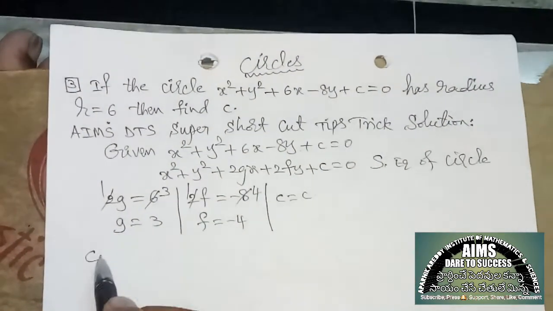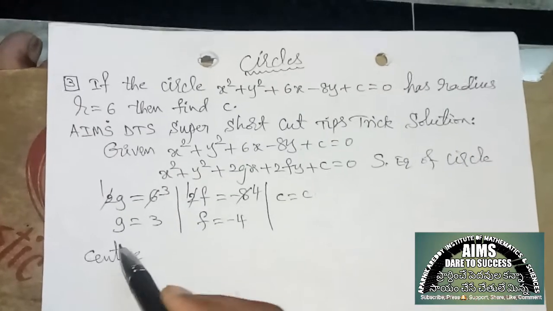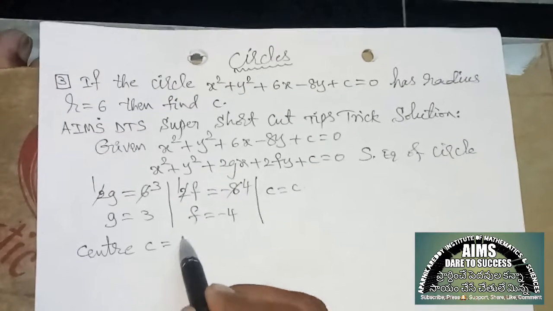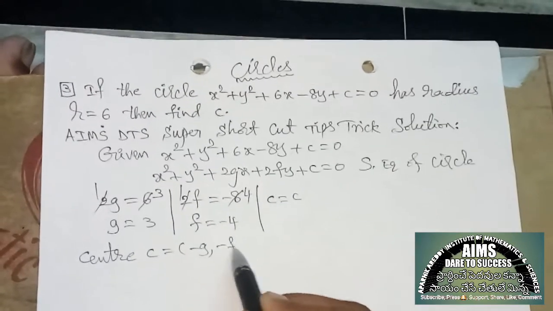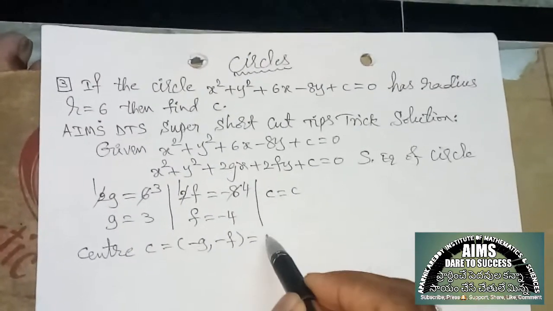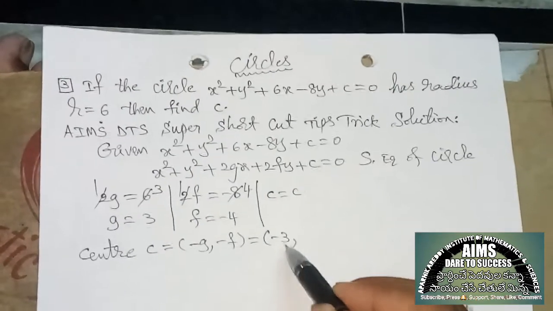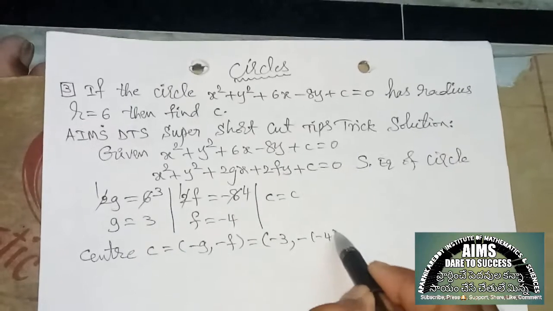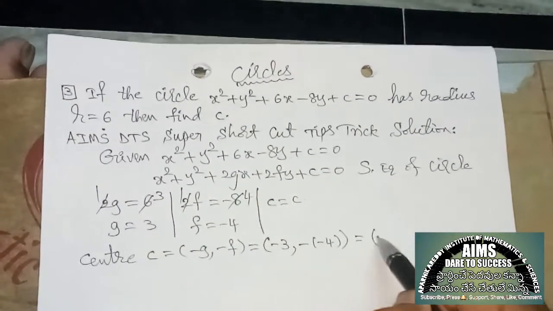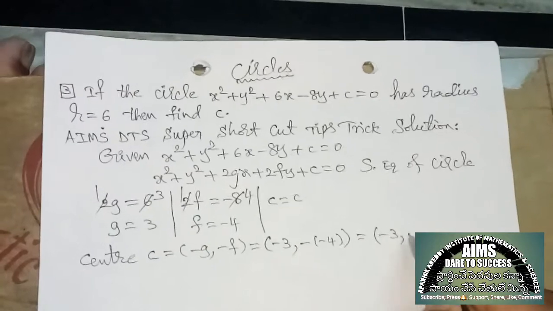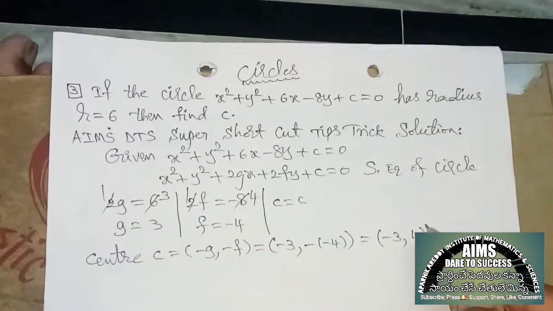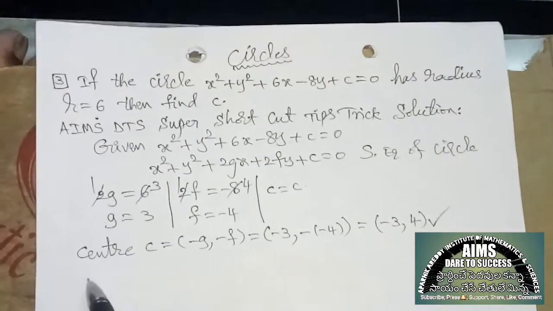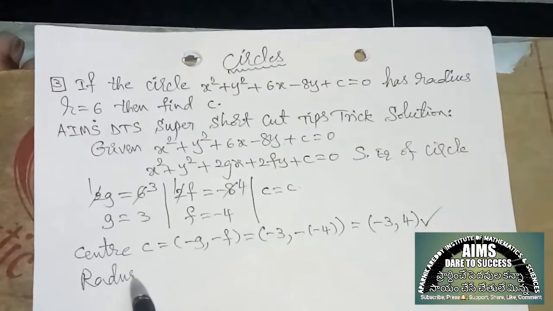So here there is no need to find the center, but if any question asks you to find the center, the formula is minus g comma minus f. So g value is 3, minus g is minus 3, f value is minus 4, minus f is minus of minus 4. Simplify, you will get minus 3 comma plus 4 as the center of the given circle.